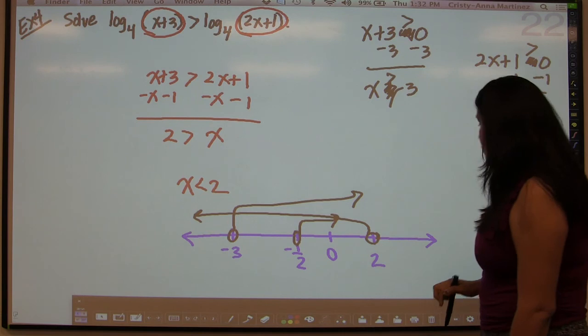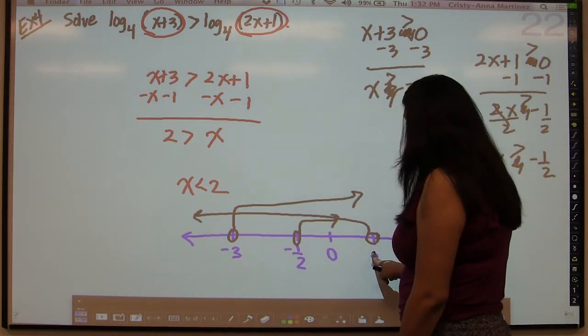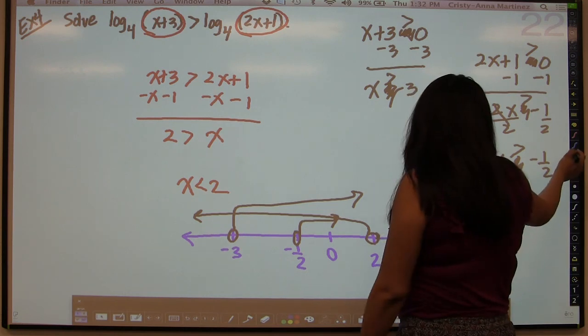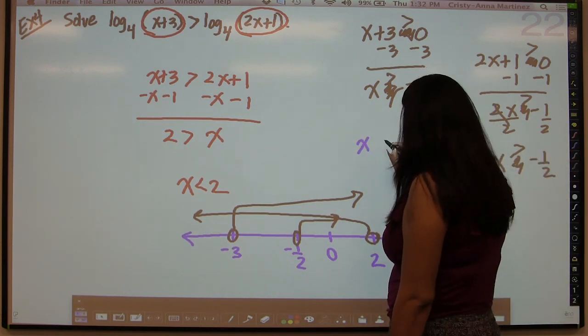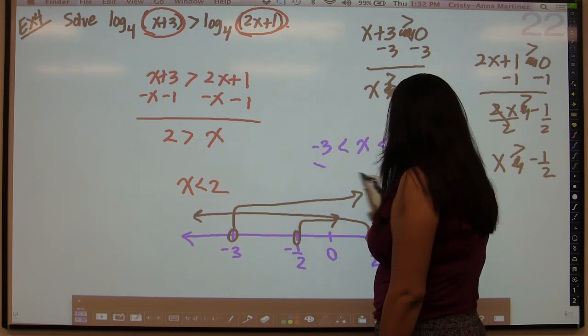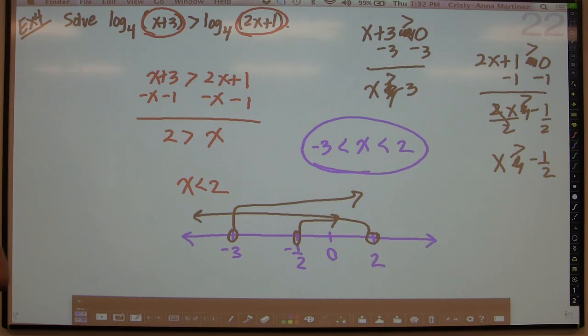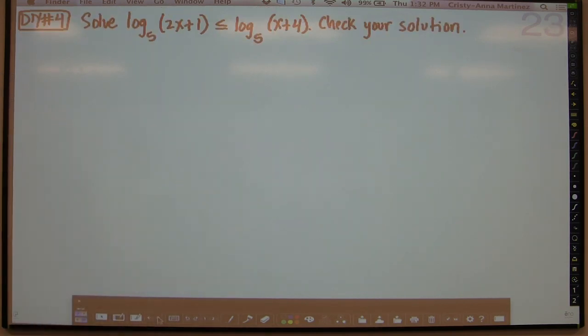So see, you'll start to see that as long as you are between negative 3 and 2, you're okay. So our final answer will be that x has to be less than 2, but greater than negative 3. And you end up with this sandwich of a solution for example 4. So there you go. Now we are going to let you try this little guy.